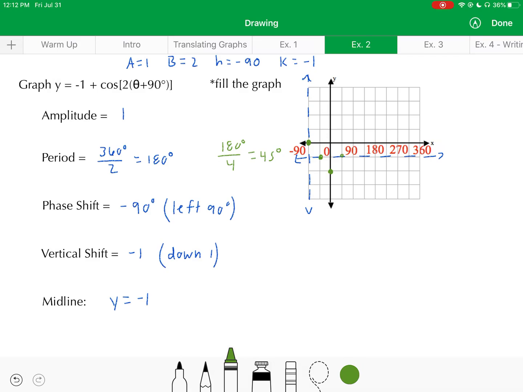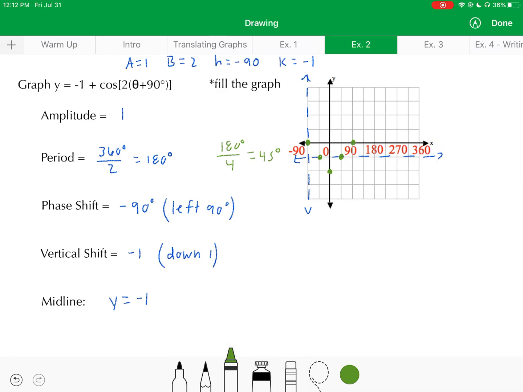45 degrees to the right, 1 unit up. 45 degrees to the right, 1 unit up. So right there's one full cycle, and then just repeat the pattern. All right, and there's our curve. And of course, if you want to make certain that these are the proper points for the function itself, just pick a random point and plug its angle measure into the function and evaluate it to see what the y is, and make sure that it corresponds to the y coordinate of your point.